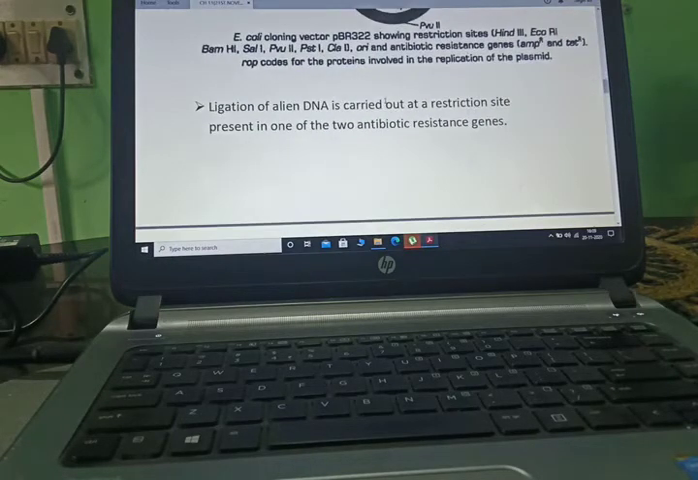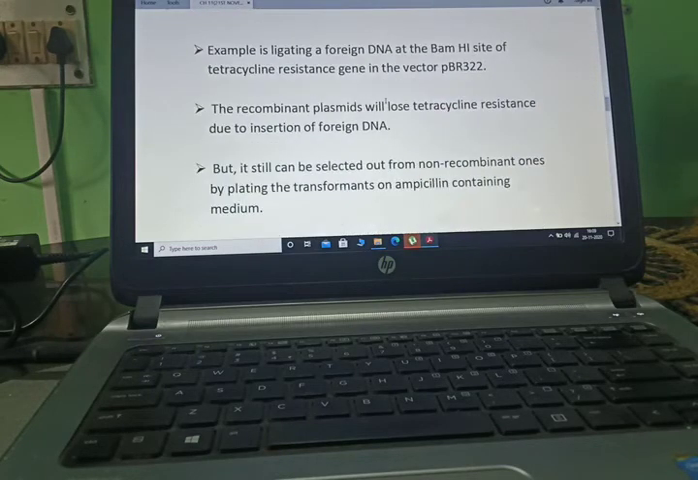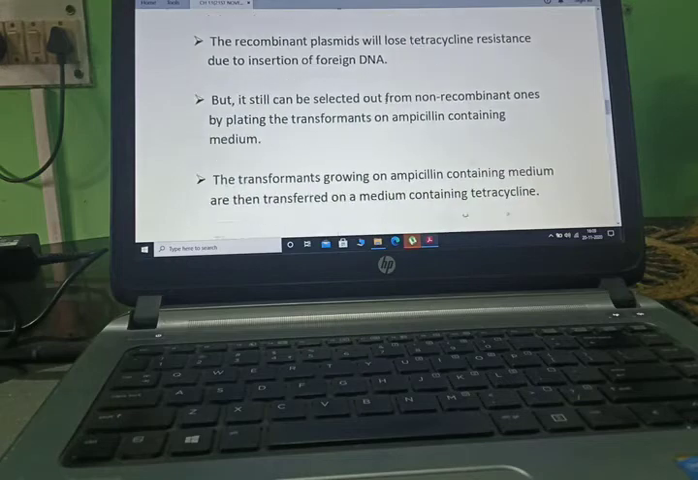Now, ligation of alien DNA is carried out at a restriction site present in one of the 2 antibiotic resistance genes. Example is ligating a foreign DNA at the BamHI site of the tetracycline resistance gene in the vector pBR322. The recombinant plasmid will lose tetracycline resistance due to insertion of foreign DNA, but it can still be selected out from non-recombinant ones by plating the transformants on ampicillin containing medium.